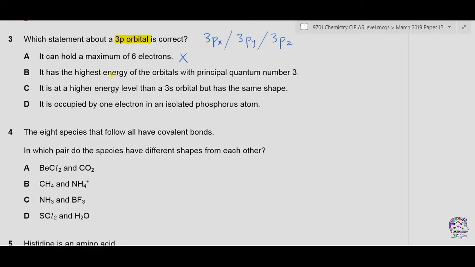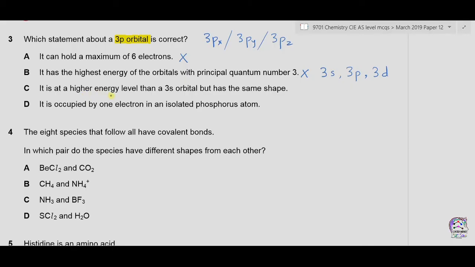B. It has the highest energy of the orbitals with the principal quantum number 3. We can see that with principal quantum number 3 we have 3s orbitals, 3p orbitals and 3d orbitals, and the energy of 3d is the highest among these 3. So this is incorrect.